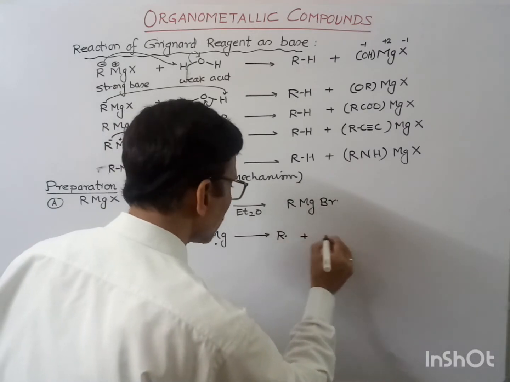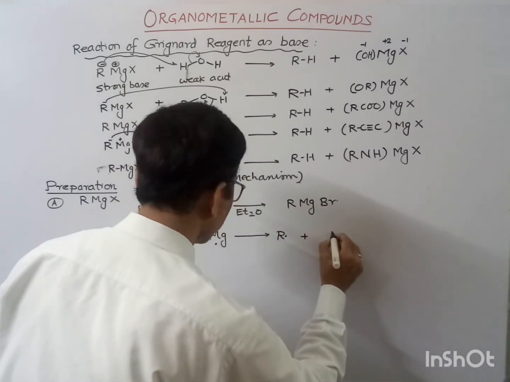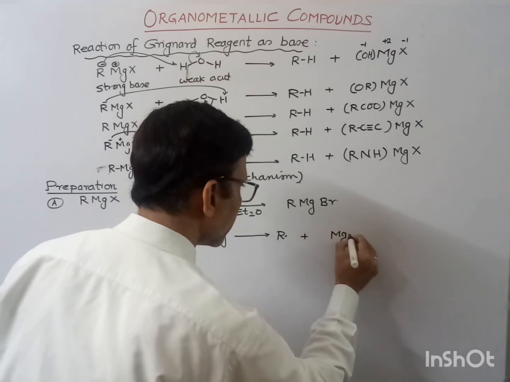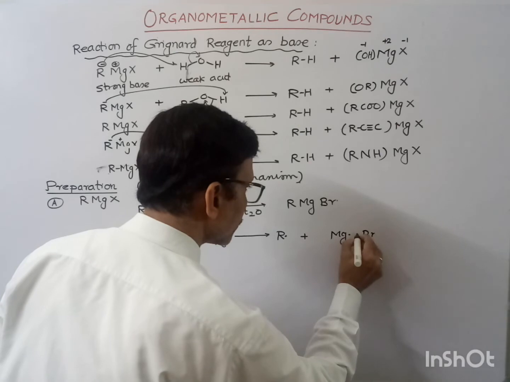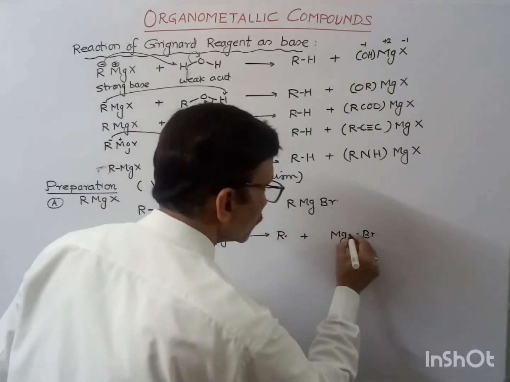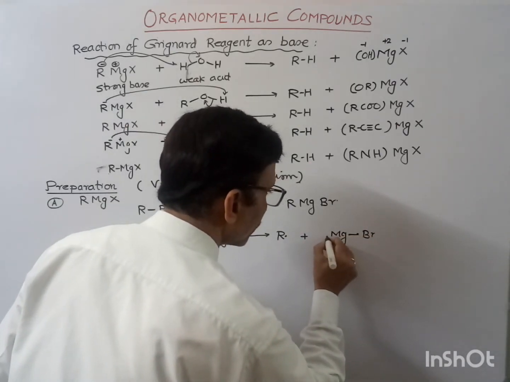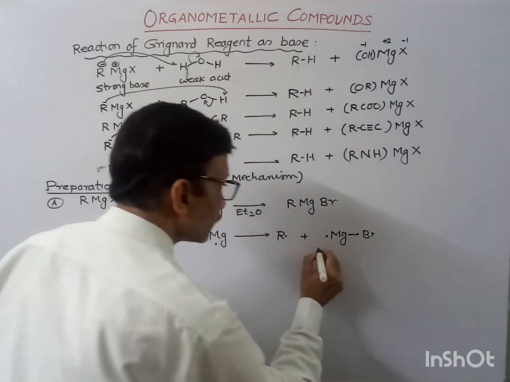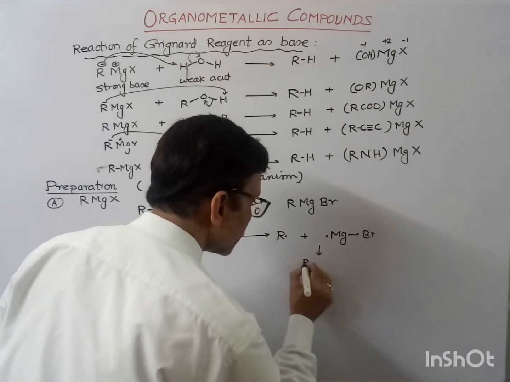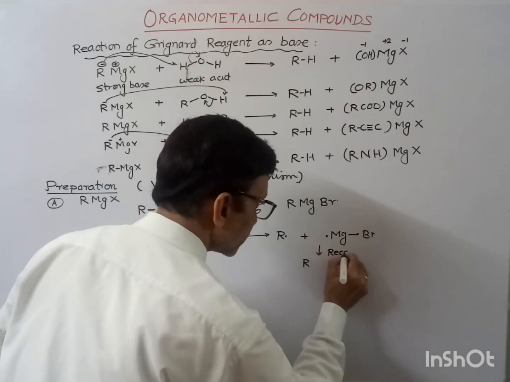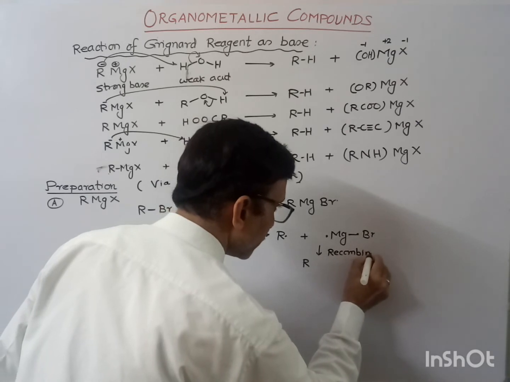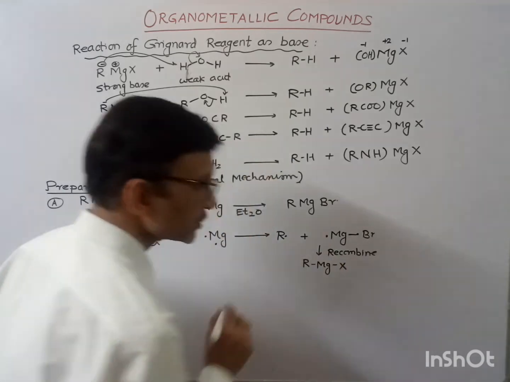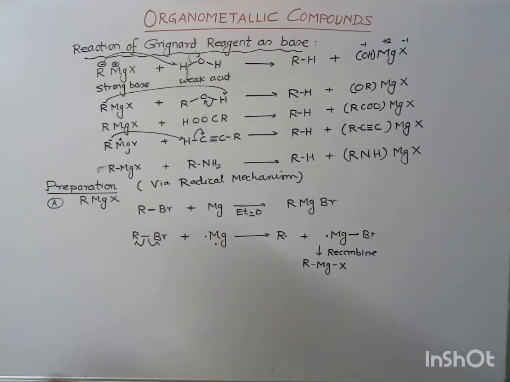So this bromine with one of the radical and magnesium with one of the radical will combine to form a bond over here, and one of the electron will be left over the magnesium. And in the final step, the recombination will take place. It will recombine and we will get RMgX. So this is the simple radical mechanism for the formation of this.